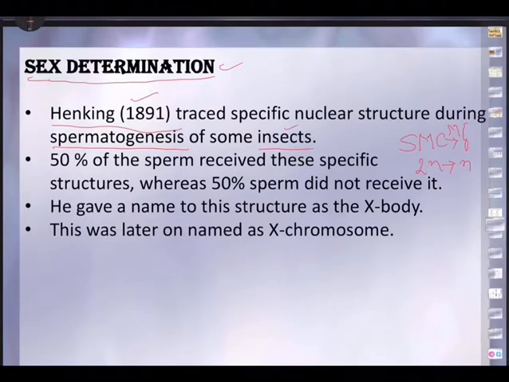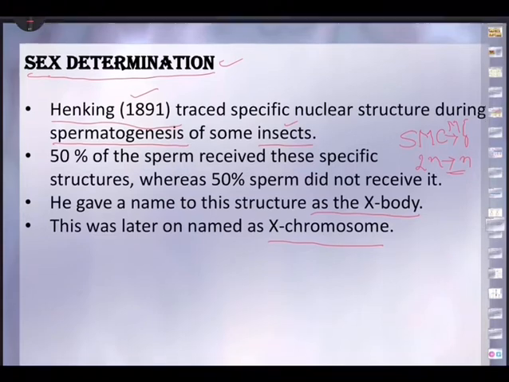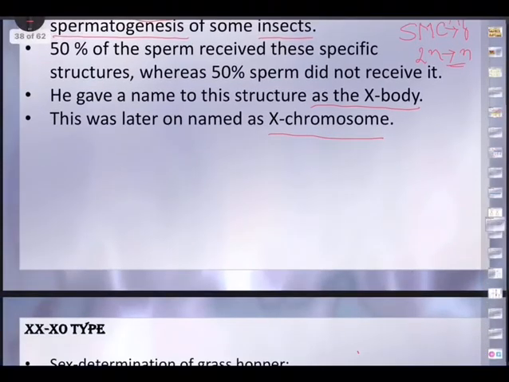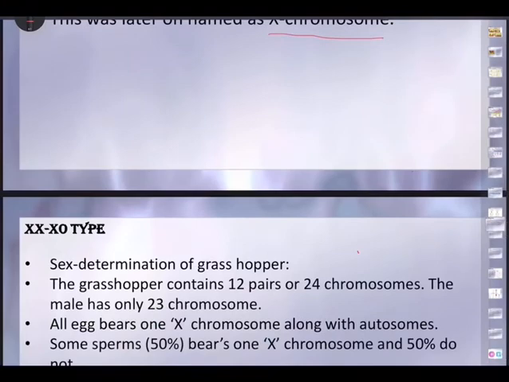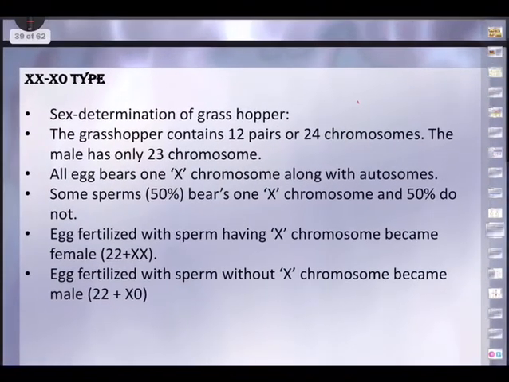So diploid is becoming haploid, and in this 50% of the sperms received these specific structures, whereas 50% of sperms did not receive it. Of course, this is in the case of insects, whereas in human beings this is the thing. So keep that as your background. He gave a name to the structure as the X body. This was later on named the X chromosome. So we are going to study the influence of the X chromosome in sex determination.